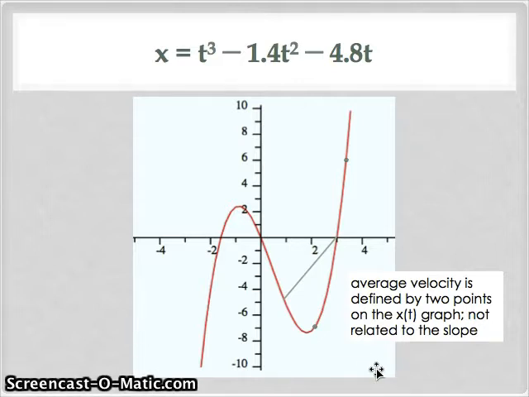For instance, if I wanted to find here the average velocity between 1 second and 3 seconds, all that matters is where was the object at 1 second, where was the object at 3 seconds, so I can figure out how far it traveled, and then how much time that took, 2 seconds. So what you're really doing is connecting these 2 points on the original function and finding the slope of that connecting line.